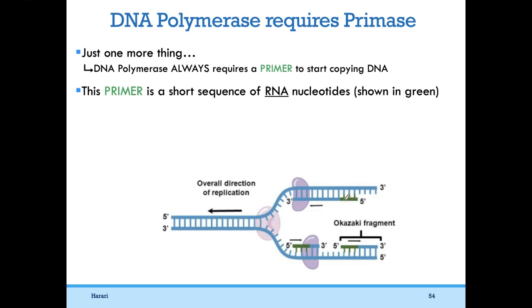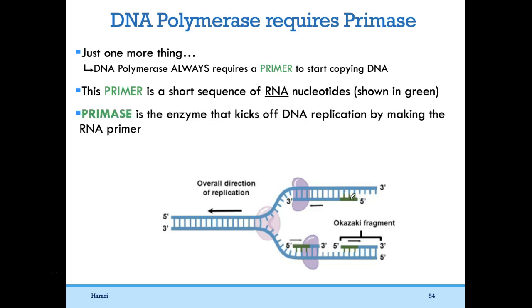This is a little RNA primer that was put down by an enzyme called primase. So primase comes in, puts down a little primer, and that primer is made of RNA. And then DNA polymerase will recognize this and start branching off from that primer, making new DNA 5' to 3'.